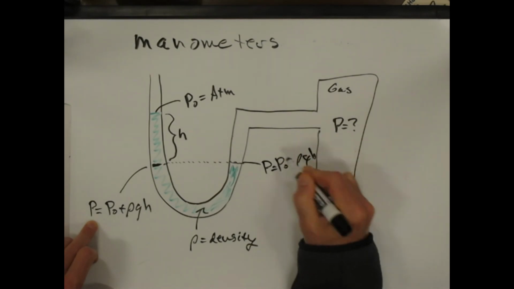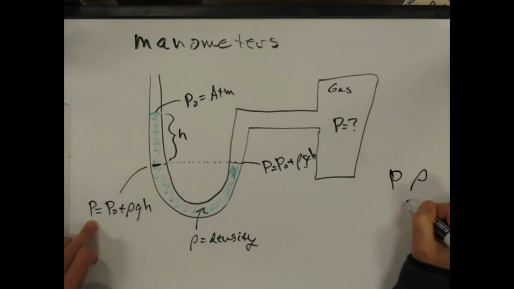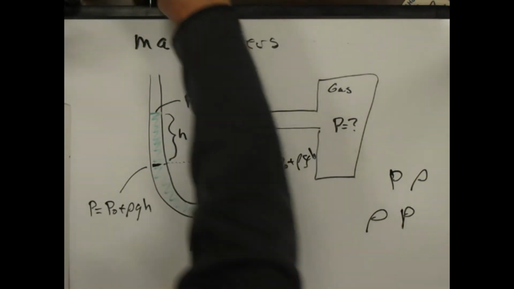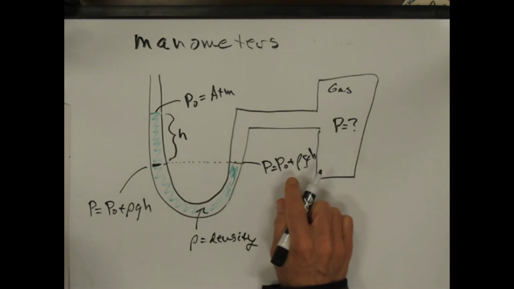Sorry, this is a P, and that's a rho. If I draw it like that, if I put a hook on it, that's a P. If I don't, that's a rho. Rhos are densities, P's are pressures. I'm trying to be a little careful about it.